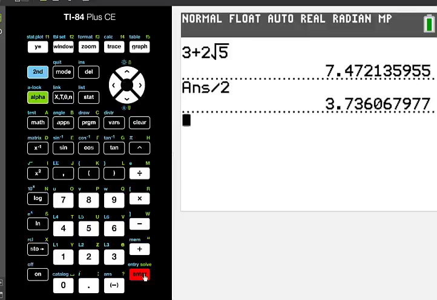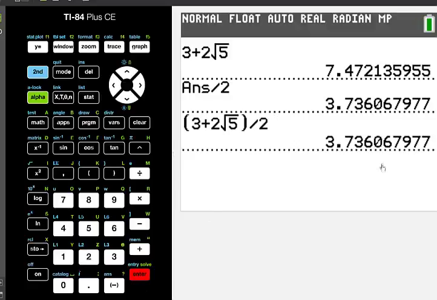It's not too difficult, though, just to type it in all in one step. You just would have to put parentheses around that entire top so that the calculator understands that you want to divide all of that stuff by 2. I need to arrow out of that square root and then divide by 2. So there's 3 plus 2 square root of 5 divided by 2.